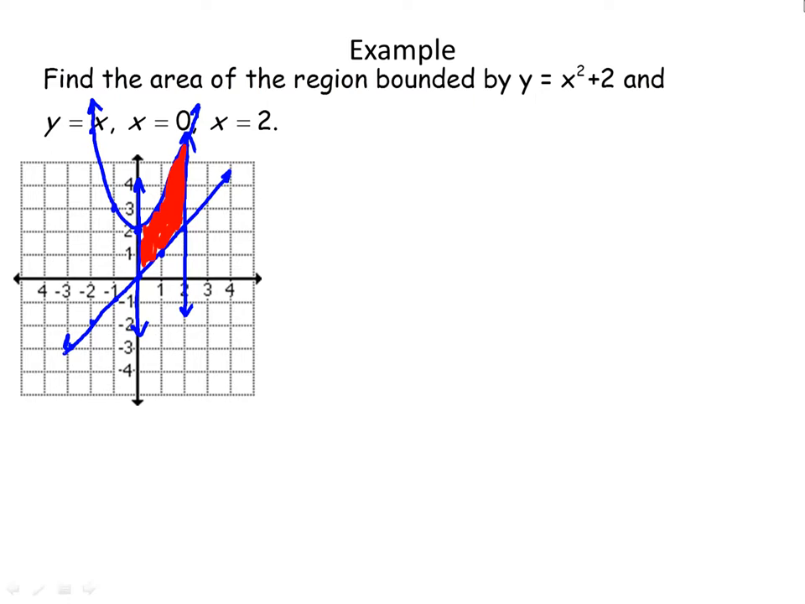So which one do you think you're looking at? Do you think you're looking at a top minus bottom or a right minus left? You could do it both, but you pick one. Which one of the boundaries would be easier to pick up? Would it be easier to pick the x boundaries or the y boundaries? It'd be easier to pick the x boundaries, would it not? So let's go that route. So what are your x boundaries? 0 to 2. Always going to go A to B.